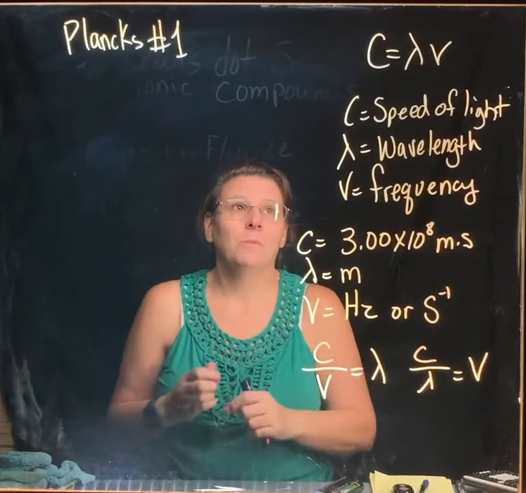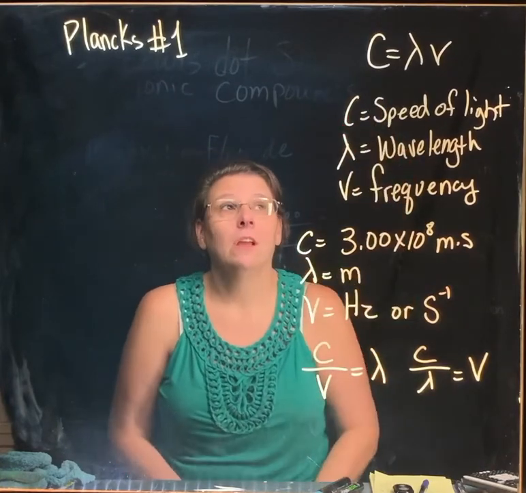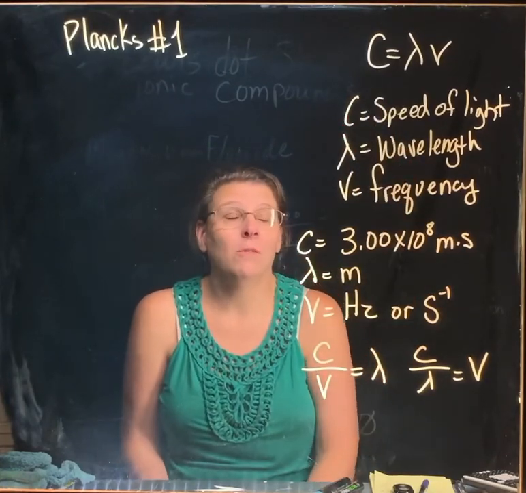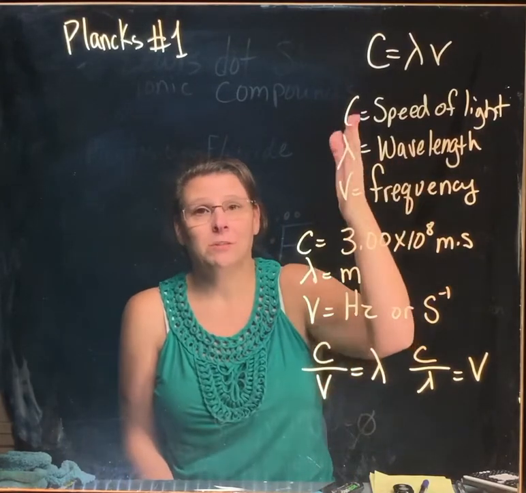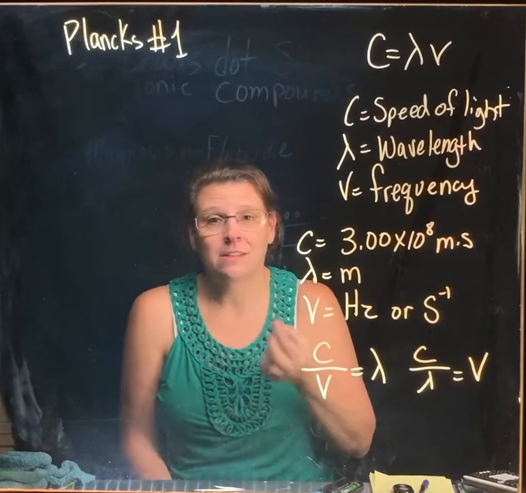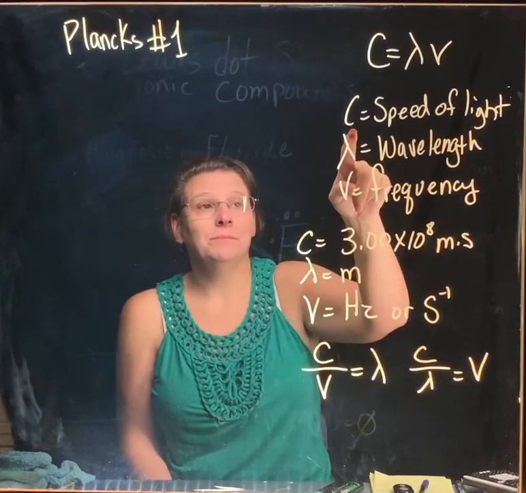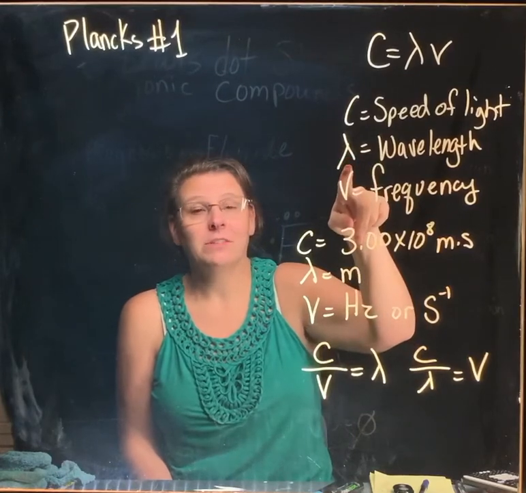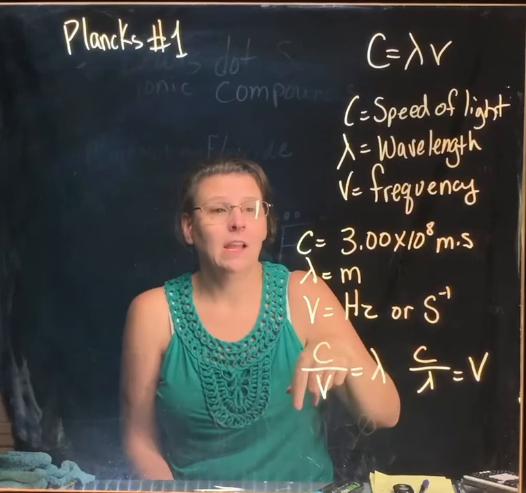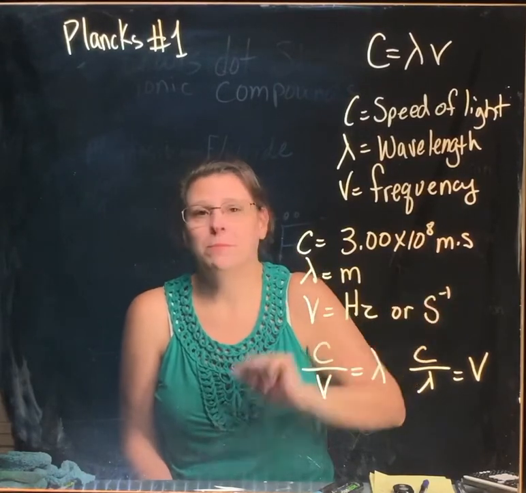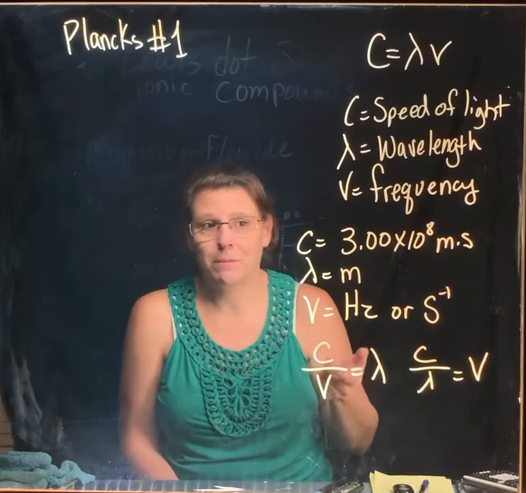Okay, so how do we calculate this? Well, we have a formula for it. It's called C equals wavelength times frequency. So C stands for speed of light. So the speed of light equals your wavelength times your frequency. This is the upside down Y, wavelength. Your frequency is a V. And then we're going to give you the speed of light, which is 3.0 times 10 to the 8. You've seen this before in your packet.